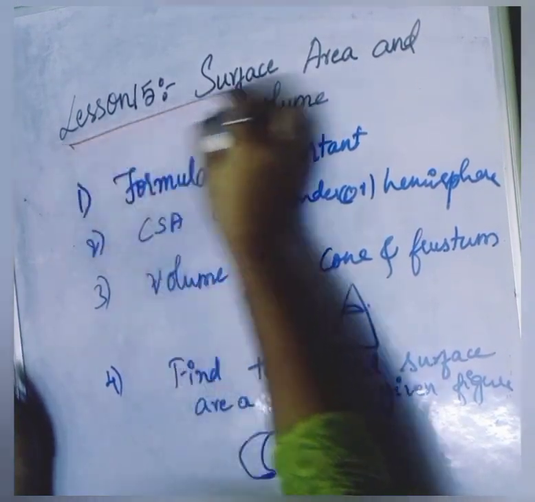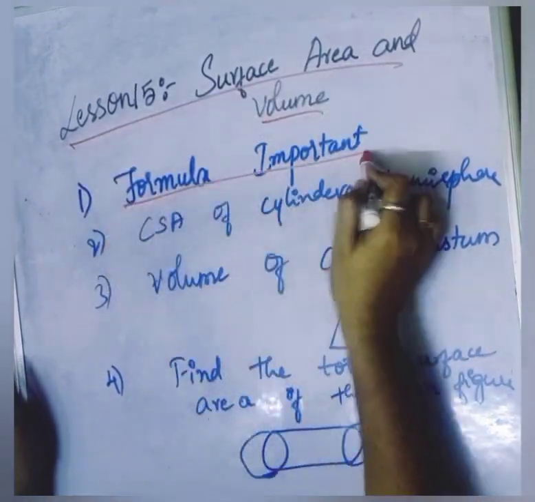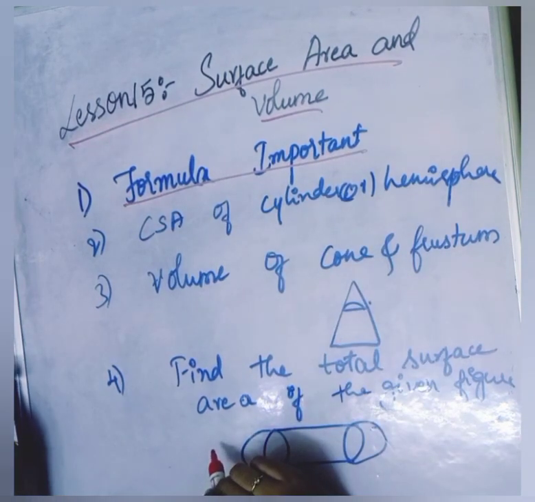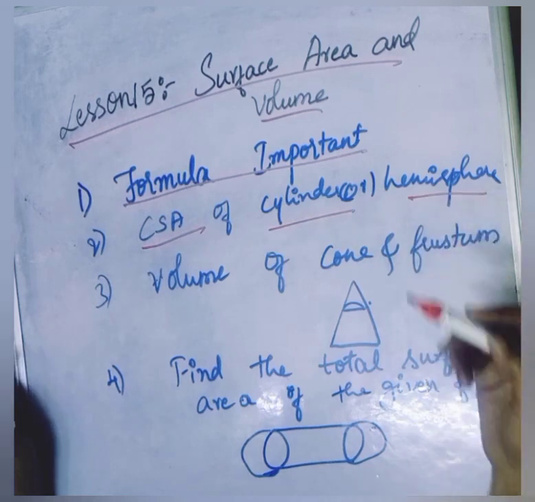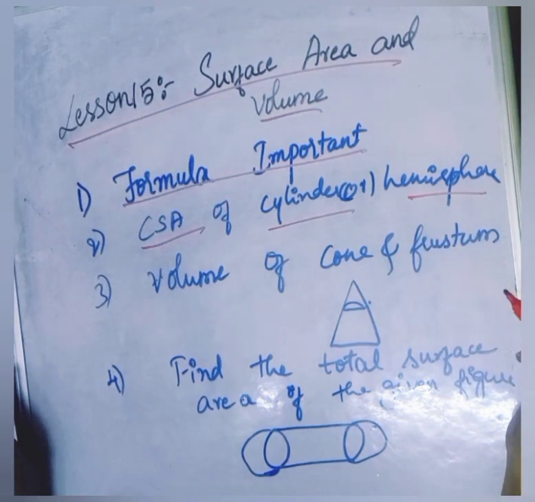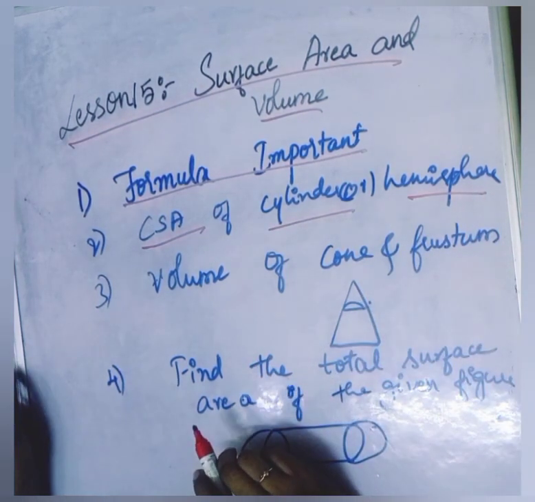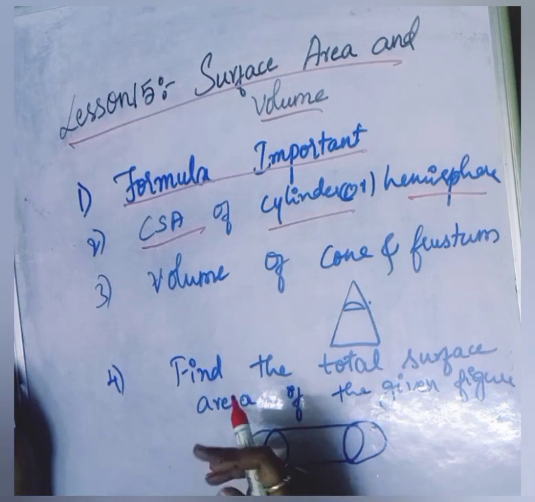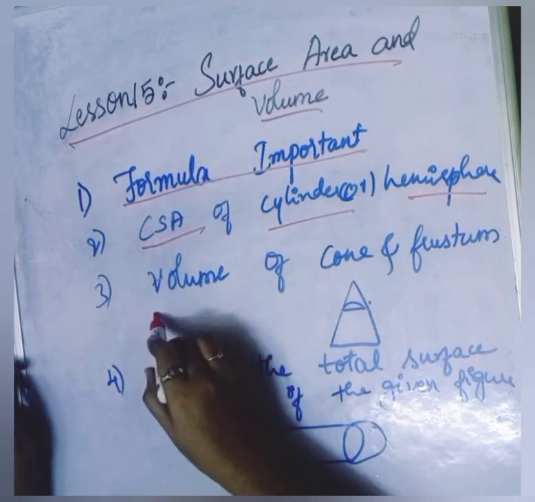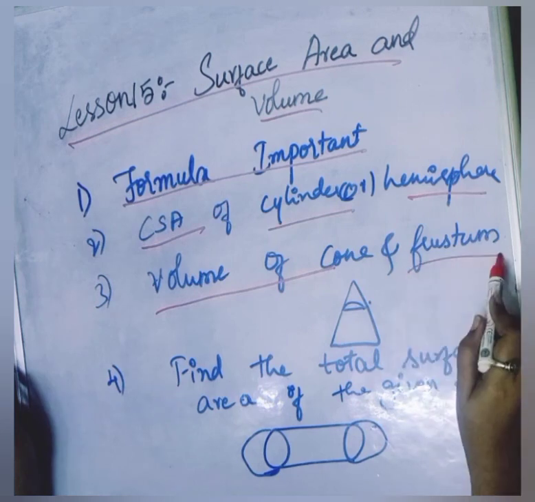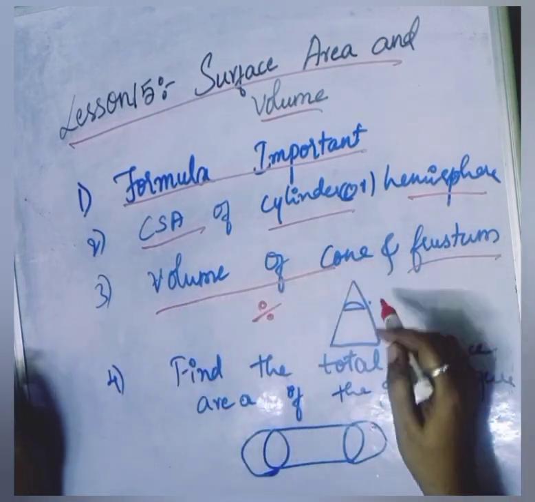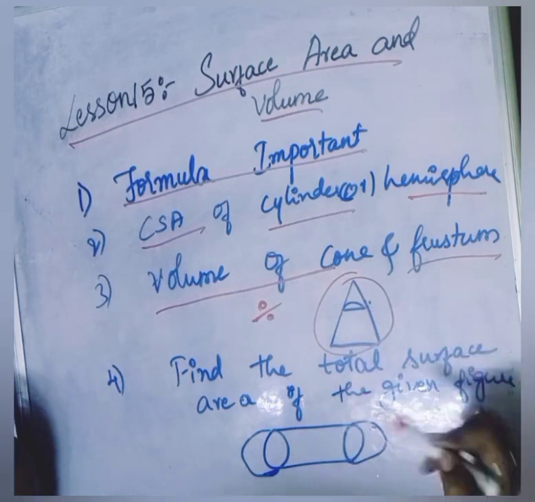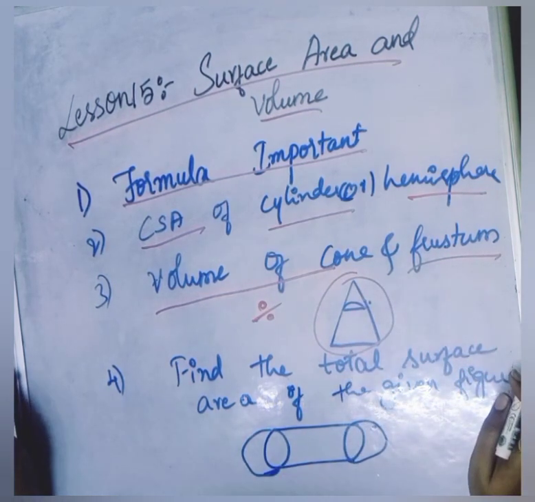Lesson number 15, surface area and volume. In that, formulas are very important because MCQs may be asked based on the formulas. Next one, curved surface area of hemisphere or frustum, otherwise cylinder. Base sums will also be given, with height and radius, so you need to find it. Next, they may ask to find the volume of cone and frustum, otherwise the ratio of volume of cone and frustum. Here I gave one example, because such a sum already came in other papers also.